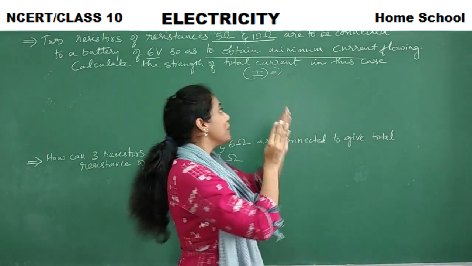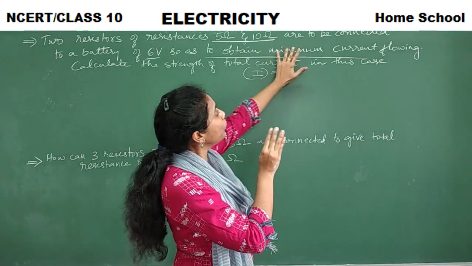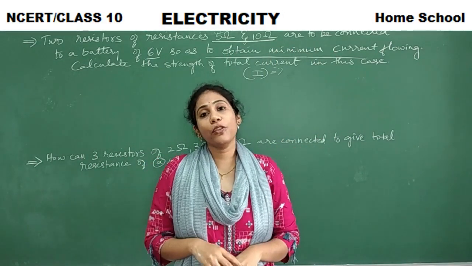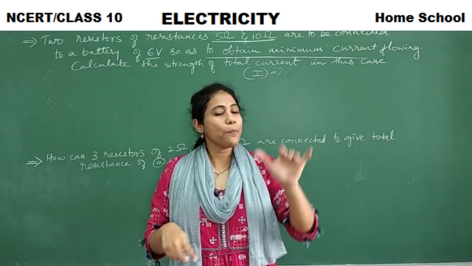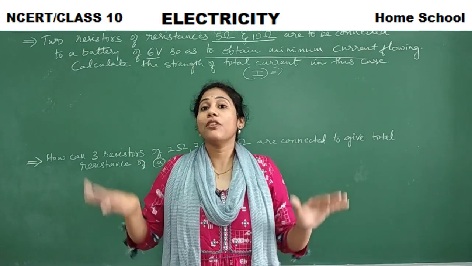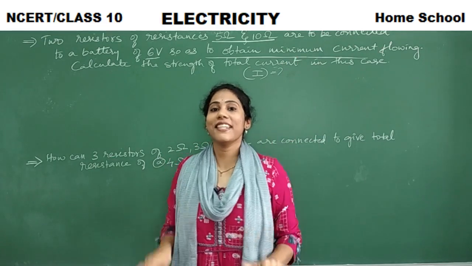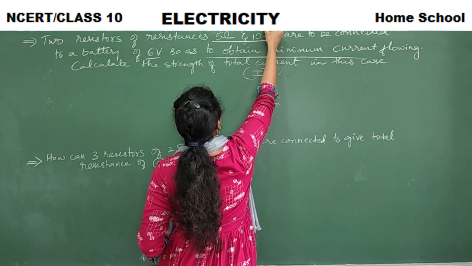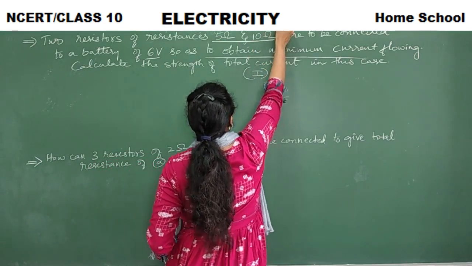Okay, so what they said, current flow is less in the circuit. There is less current flowing in a circuit, it seems. That means there is more resistance. More resistance in a circuit. In which combination you observe? Series. That means these two resistances are connected in series.